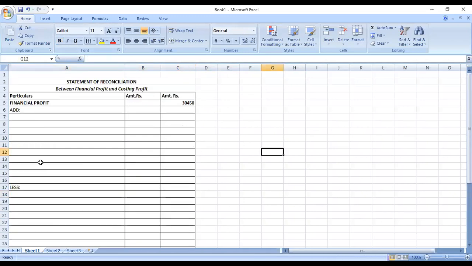Let's see, now these are the items to be added, and these are the items to be deducted. Now we come to them one by one. What is the first one? Purchases. Now, the purchases information is not given, so there is no difference as such. We assume that the purchases will remain the same. Then closing stock. Closing stock is given, this is in the financial accounts, and this is in the costing accounts. Now the first one is the closing stock.